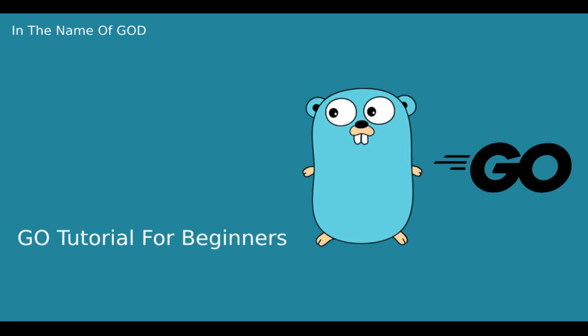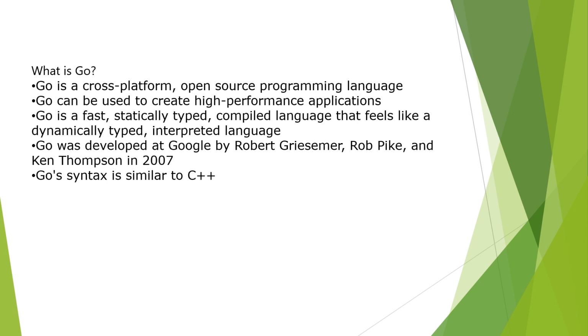Hey guys, in this tutorial we will learn the Go programming language. So let's start. What's Go? Go is a cross-platform, open source programming language. Go can be used to create high-performance applications. Go is a fast, statically typed, compiled language that feels like a dynamically typed, interpreted language. Go was developed by Google, by Robert Griesemer, Rob Pike, and Ken Thompson in 2007. Go syntax is similar to C++.